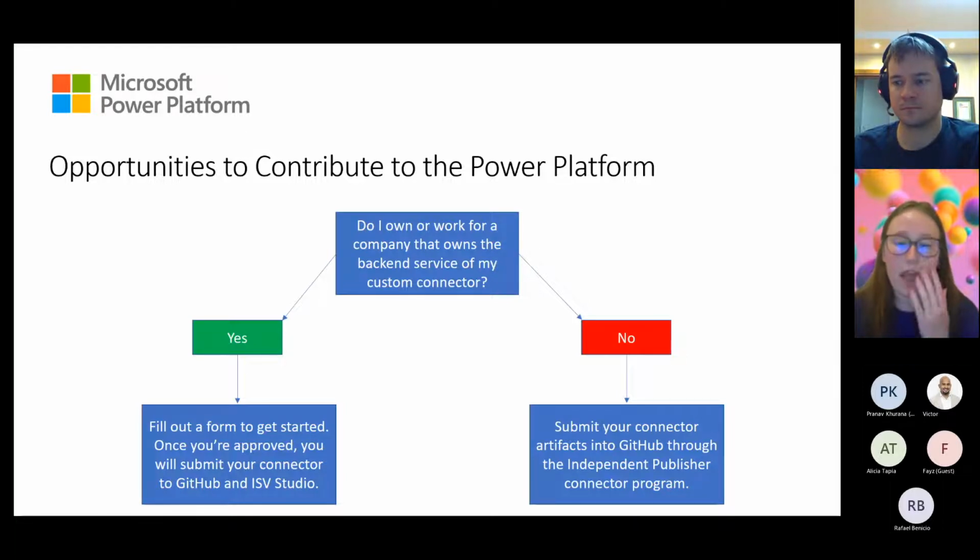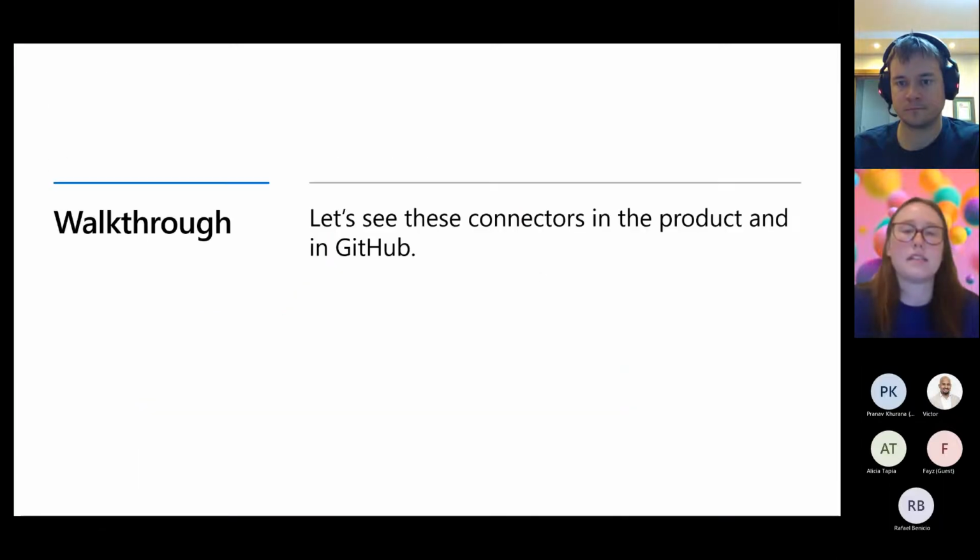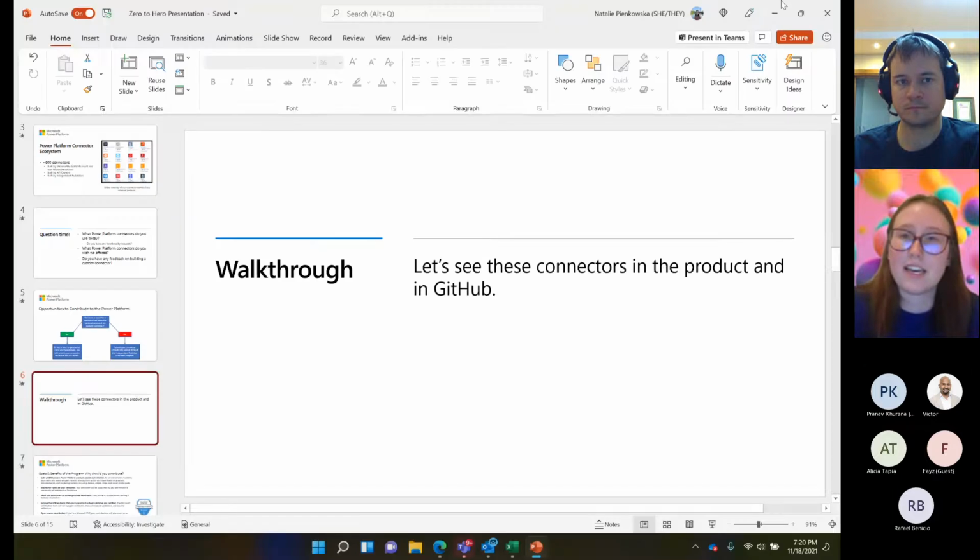But in terms of how we're validating the connectors, making sure that each one is actually connecting to the service it's supposed to be connecting to, that's what we're always doing. So let's see these connectors in the product and in GitHub.